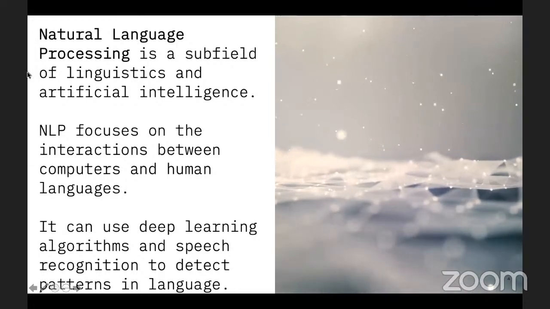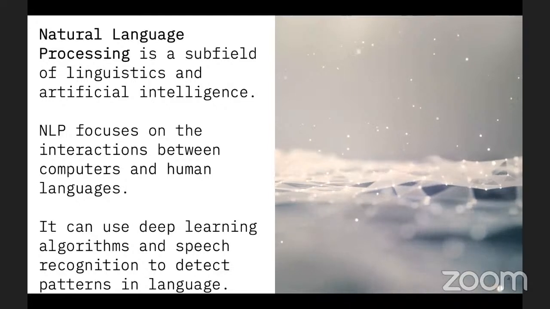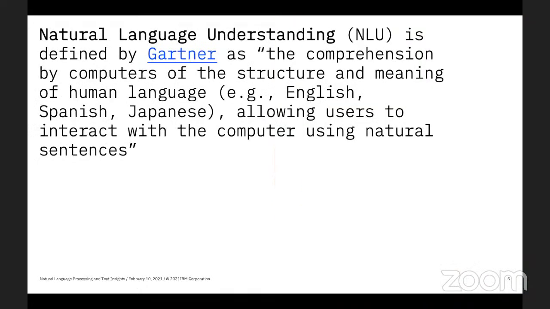Now, natural language processing is a subfield of linguistics and artificial intelligence. NLP is short for natural language processing. It focuses on the interaction between a human and the computer, basically the human language. It can use different algorithms, ranging from deep learning to speech recognition, to detect the patterns within the language. So let's say you want to detect certain keywords; such algorithms are deployed to detect them. Now, natural language understanding is defined by Gartner as the comprehension by computers of the structure and meaning of the human language, whether it's English, Japanese, Arabic, French, and so forth.